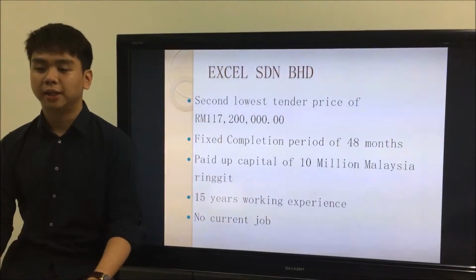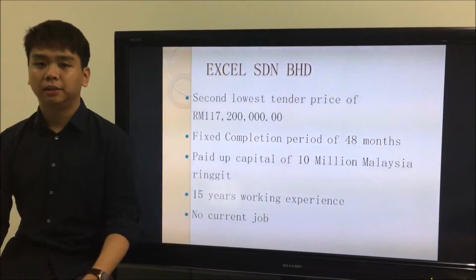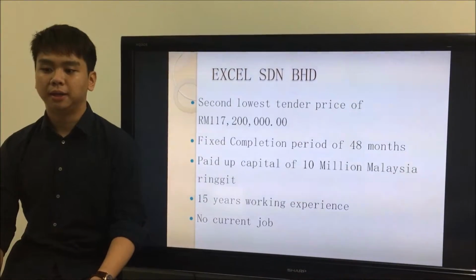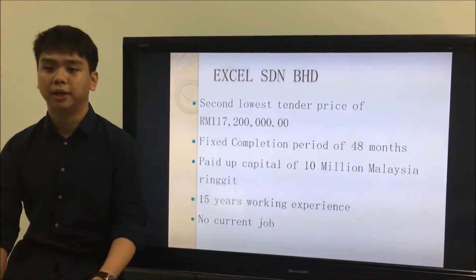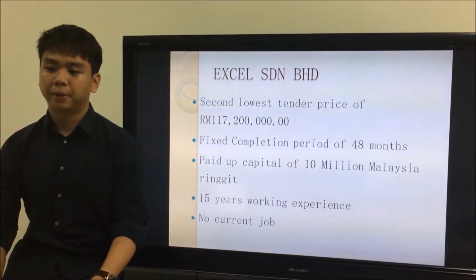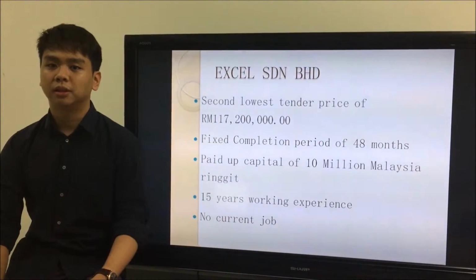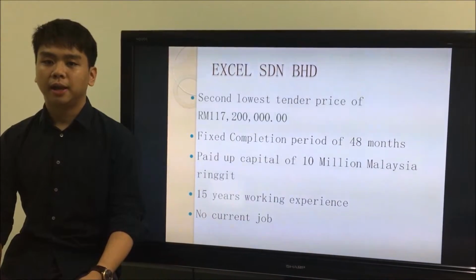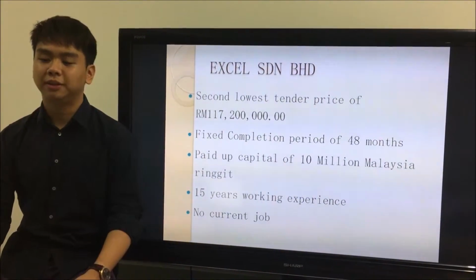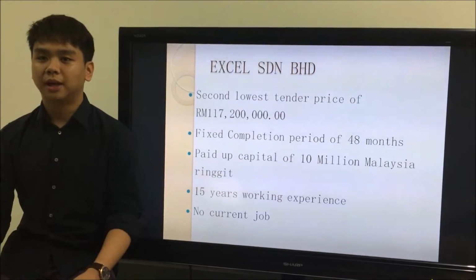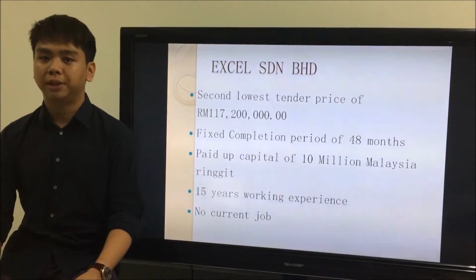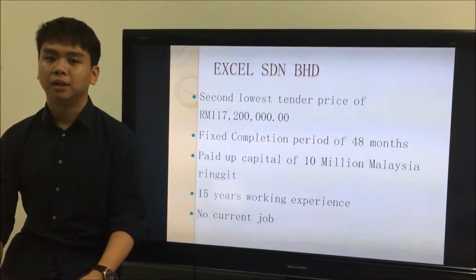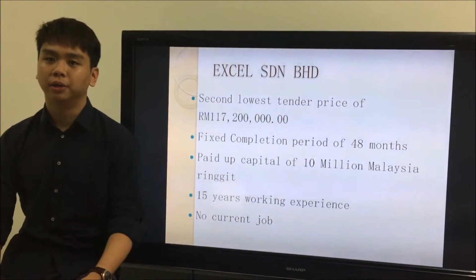The next tenderer is Acer Sendirian Berhad, and it is the second lowest tender with a price of 170 million and with a fixed completion period of 48 months. And with a payout capital of 10 million ringgit, which is 8 million more than the lowest tenderer. And with 15 years of working experience, meaning that it can achieve better workmanship in terms of quality, and it has no current job in hand now, meaning that it can focus fully on the tender project.